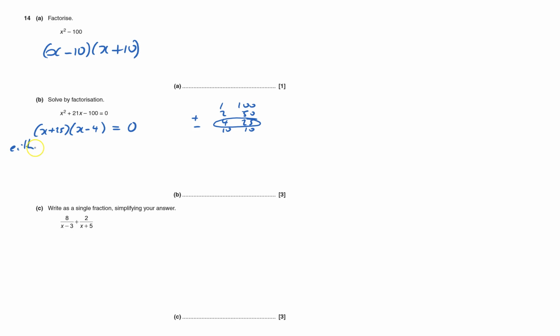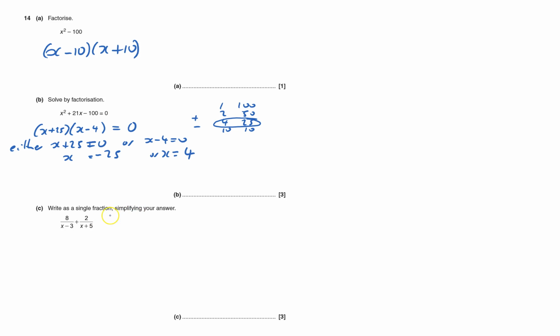Something times something is 0. I always like starting with either the first one equals 0, or the second one equals 0. And so that means that x equals negative 25, or x equals 4. And that's that bit done.